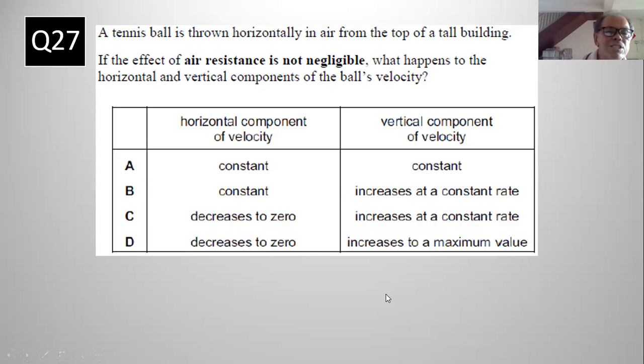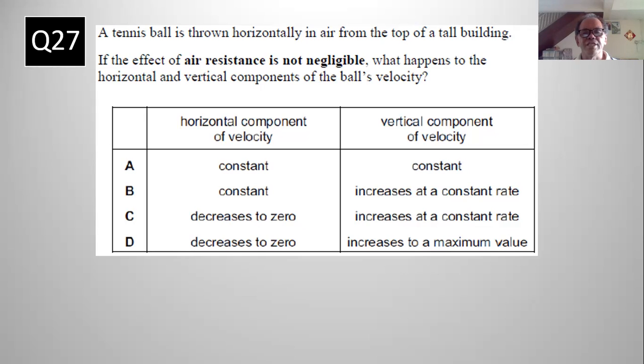Okay, a tennis ball is thrown horizontally in air from the top of a tall building. Usually when we talk about a tall building, air resistance is not negligible. Sometimes they are kind to you and tell you if the effect of air resistance is not negligible. Here, air resistance is there. What happens to the horizontal and vertical components of the ball's velocity? The horizontal component is no longer constant. It will decrease, and may reach zero.